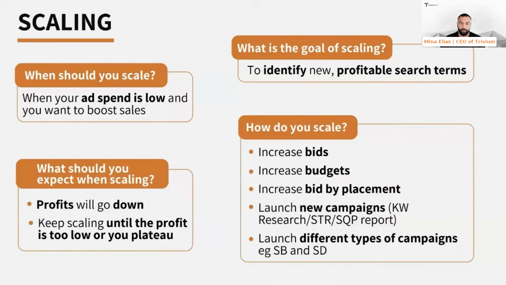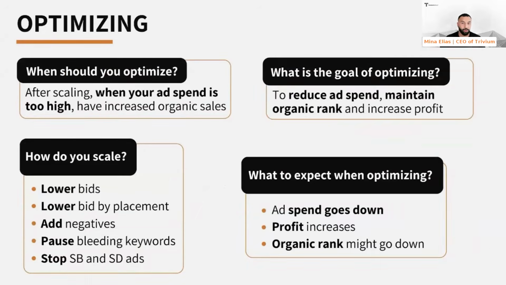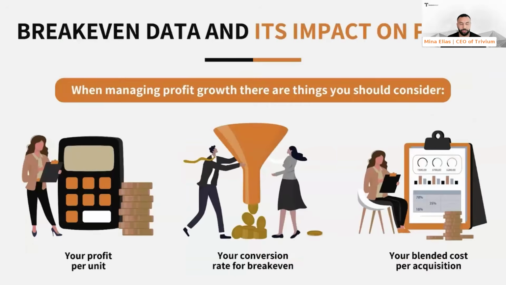We covered PPC briefly, and we covered why you should stay single focused with a single goal, either to increase revenue by scaling, optimizing for profit through optimization actions, or the third one is going to be plateauing. And we're going to talk about plateauing when it comes to click-through rate and conversion rate optimization. So let's talk about some other metrics that you saw in there. What is break-even data and its impact on performance?